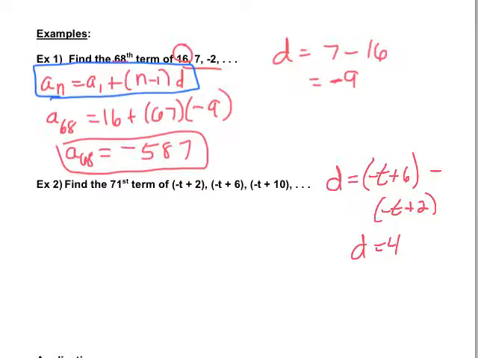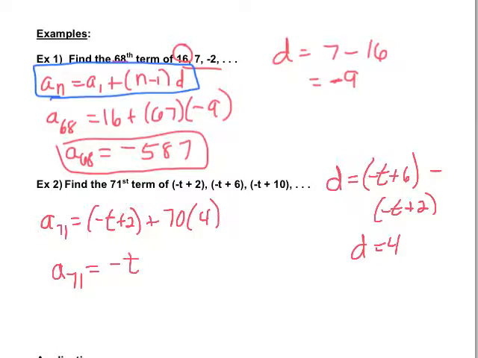And then the rest is just using the formula. A sub 71 is equal to the first term, which is negative t plus 2, plus 70 times 4. So the rest is numeric, and the negative t is just along for the ride. A sub 71 is negative t, and this ends up being 70 times 4 is 280, plus another 2, is 282. So that's how that works.